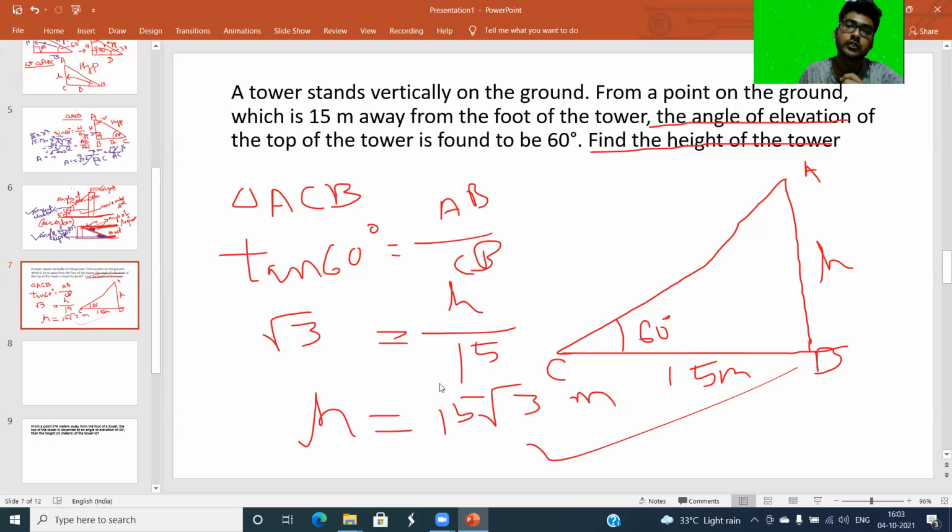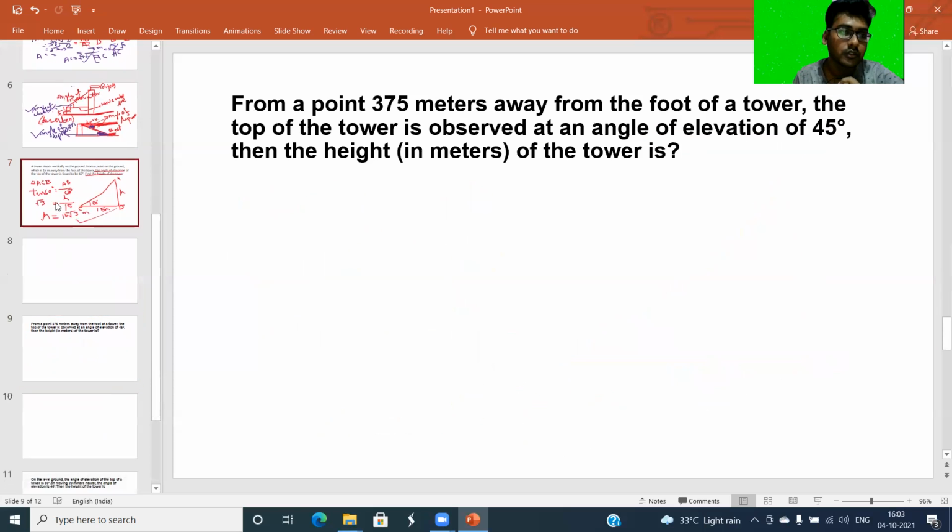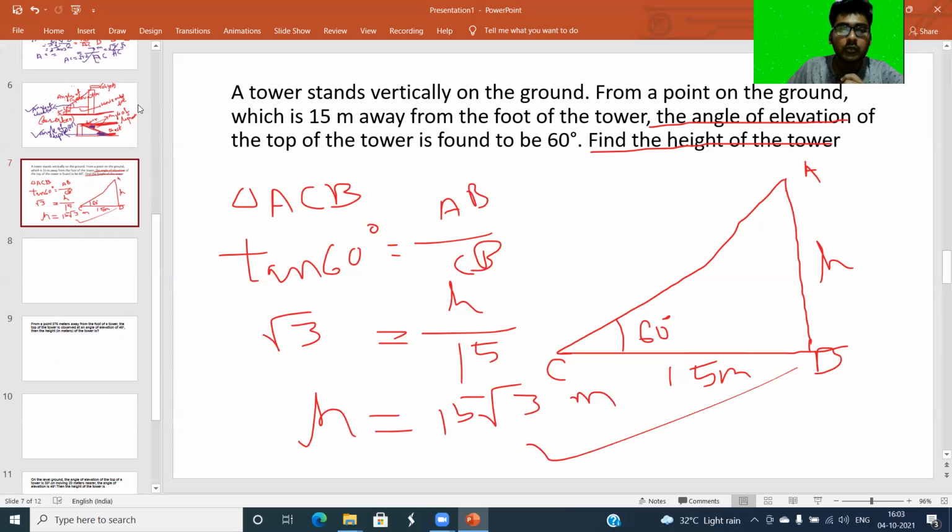Okay, correct. Now next question, bilkul easy. A tower stands vertically on the ground. From a point on the ground, 15 meter away from the foot of the tower. Okay, 15 meter away from the tower, matlab base, it is the base of this triangle. It is the tower, it is the horizontal line, matlab ground, and it is the hypotenuse.